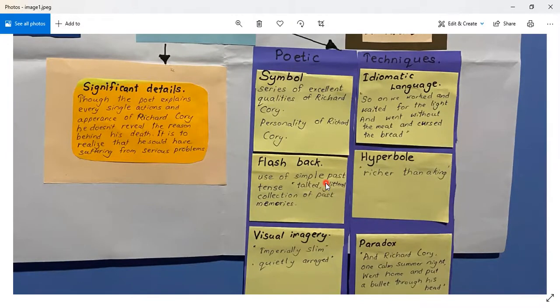Last line alone. Okay, right. Then we'll come to the significant details.